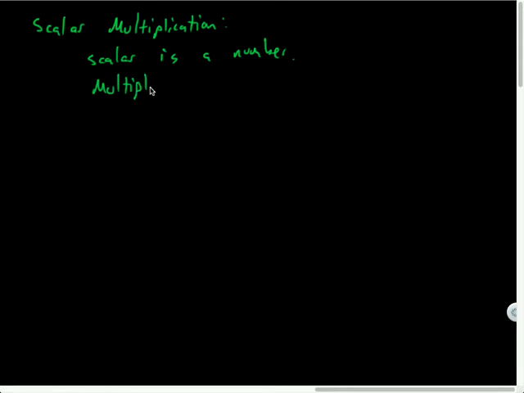Let's see. So we've talked about adding. Let's talk about scalar multiplication. Okay. A scalar is a single number, not a matrix. All right. And scalar multiplication, basically what I'll do is multiply every element within the matrix by the number, or by the scalar.